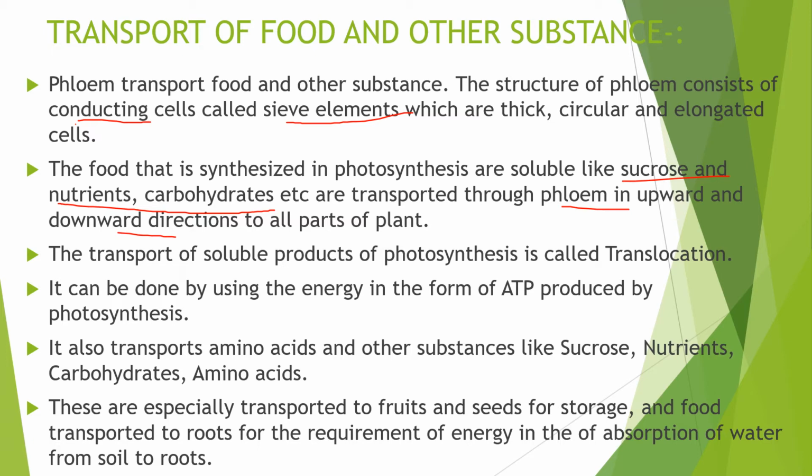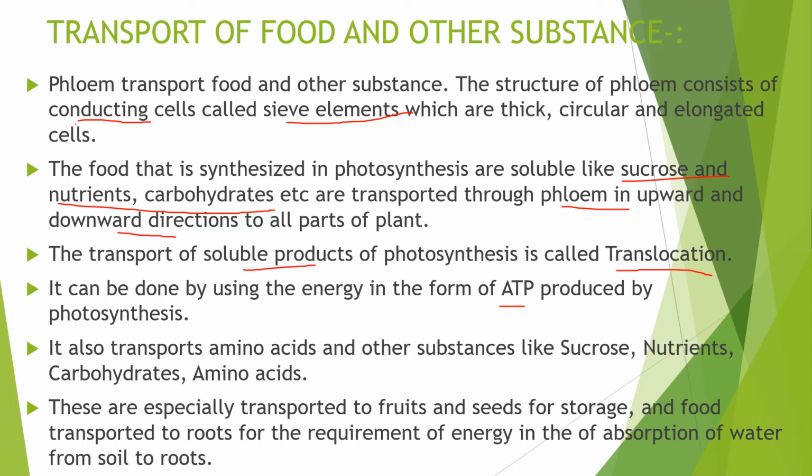Now, translocation we have already discussed. It is nothing but the transport of soluble products of photosynthesis. So remember, in xylem it is transpiration, and in phloem it is translocation. It can be done by using the energy in the form of ATP produced by photosynthesis. Of course, we have seen that ATP is produced by photosynthesis, which can be used.